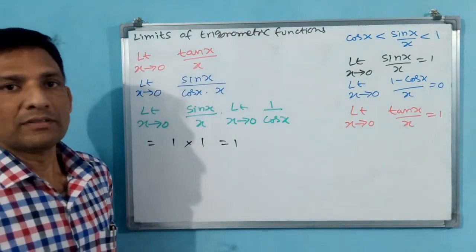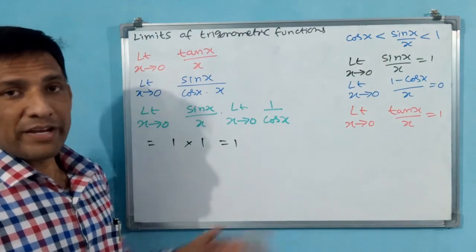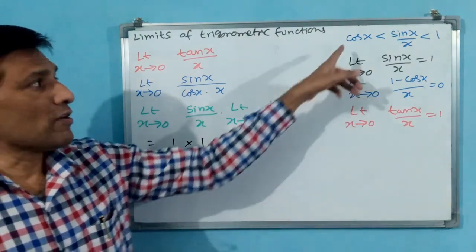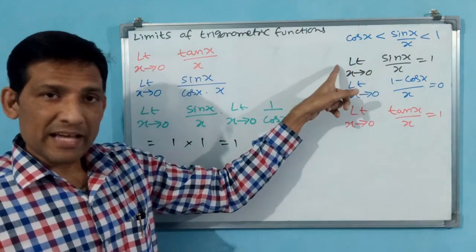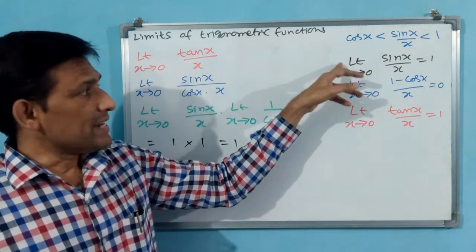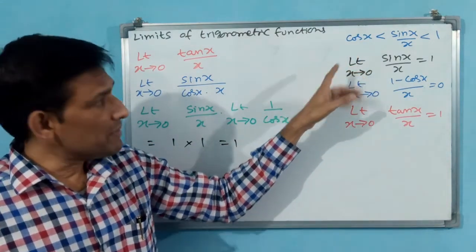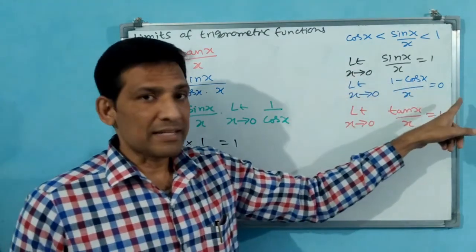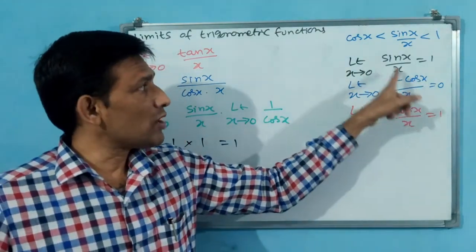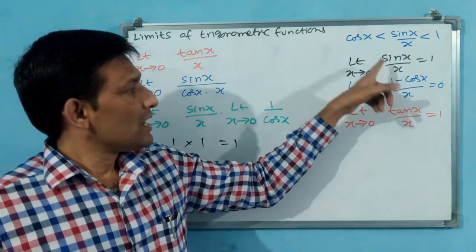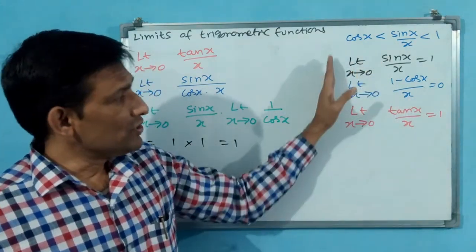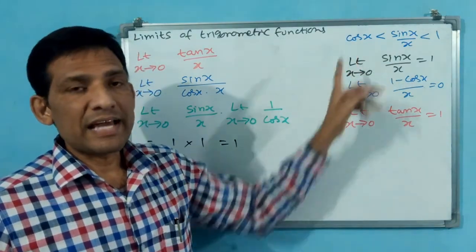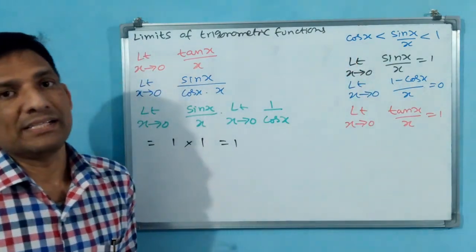You understand now? See, these are very important results. These 3 results have come from the sandwich theorem. From the sandwich theorem, fundamentally sin x by x has come. When sin x by x has come, based on sin x by x, 1 minus cos x by x has come. Why? Because in this also we have taken help of sin x by x. Again in tan x by x also we have taken help of sin x by x only. These 3 results along with the sandwich theorem are very, very important.